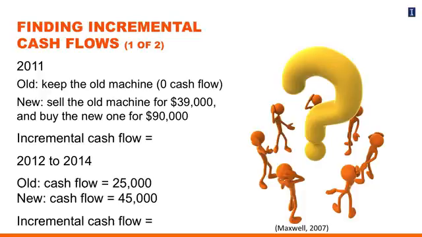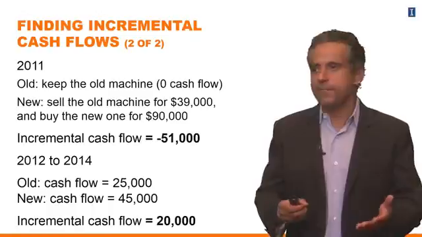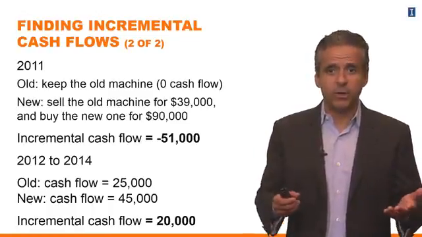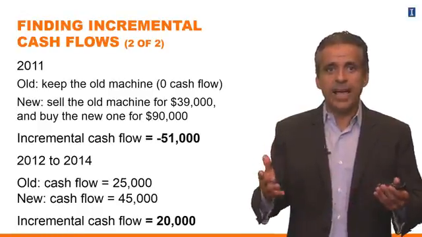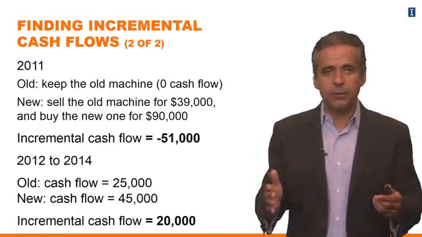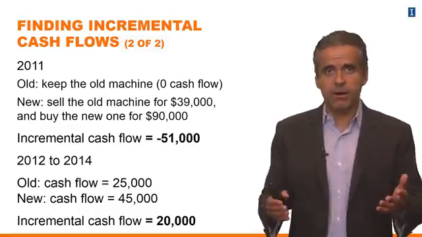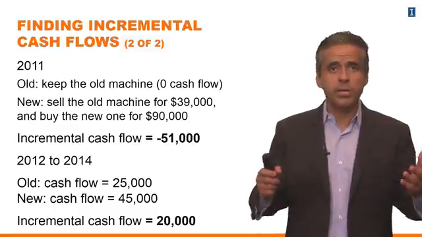Okay? So ask yourself, what is the incremental cash flow? And then from 2012 to 2014, the old machine produces 25,000, the new one produces 45,000. Again, ask yourself, what is the incremental cash flow in that case? The answer should be very simple, right? Using the new minus old idea, okay? Every time there is the word cash flow, what we have to do is to think about new minus old.